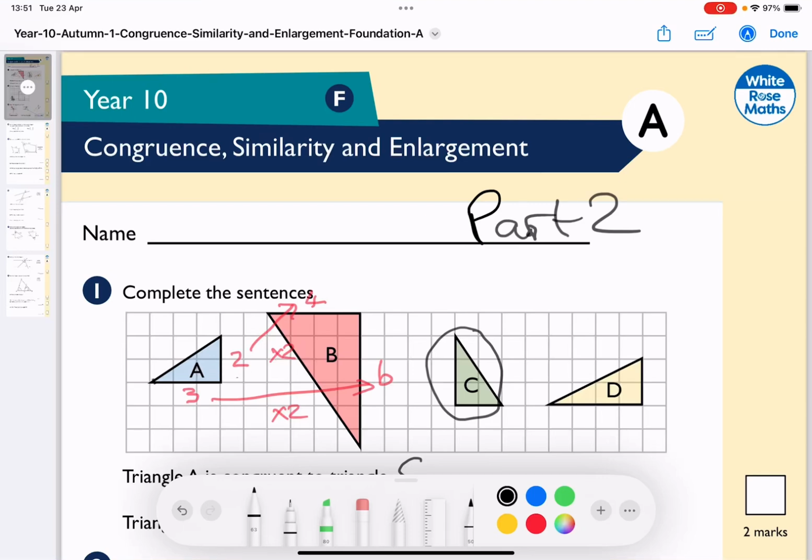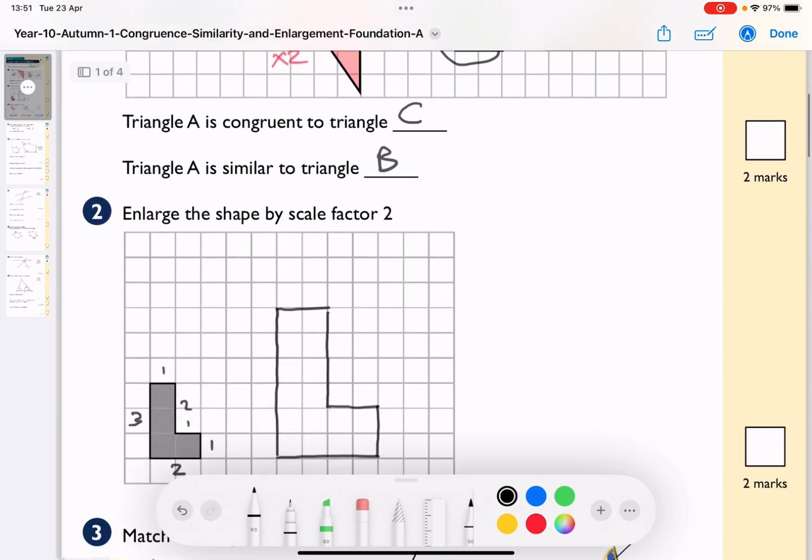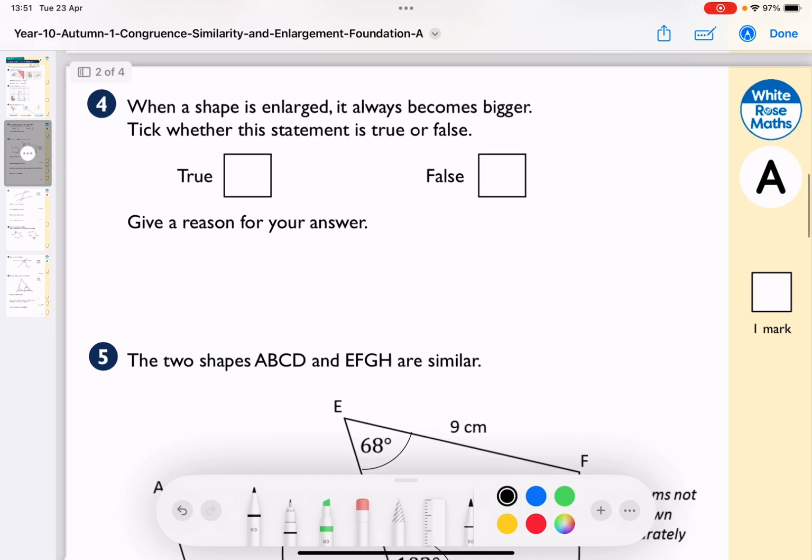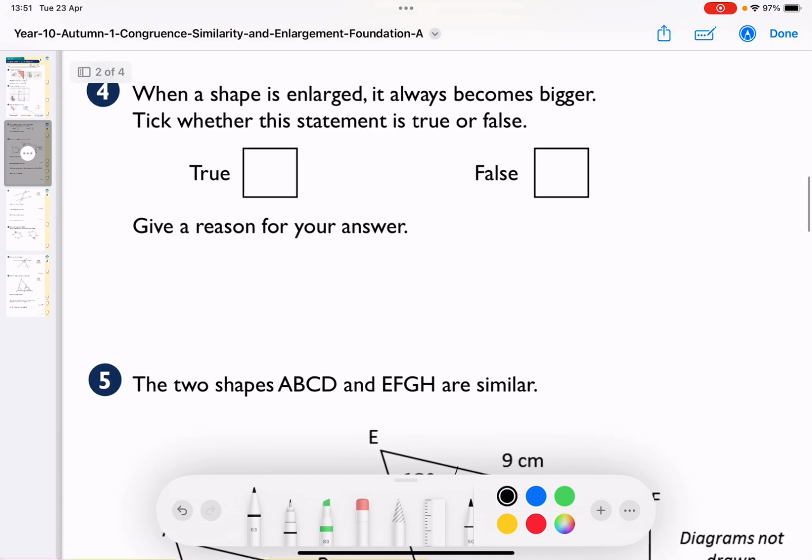Okay, here's the second part to the Year 10 first topic, congruence, similarity and enlargement. So let's have a look at question 4. When a shape is enlarged, it always becomes bigger. Tick whether this statement is true or false. In fact, it's not true.